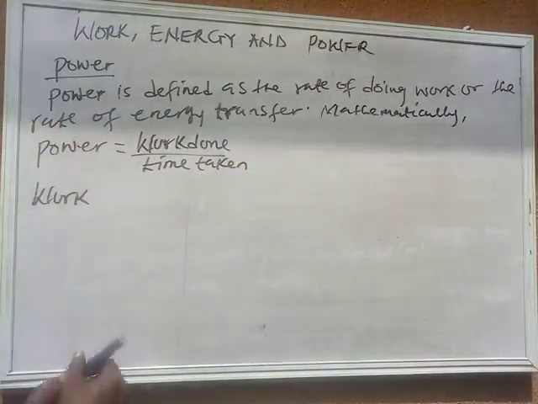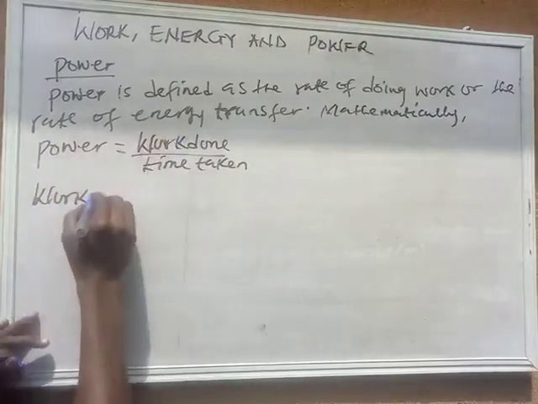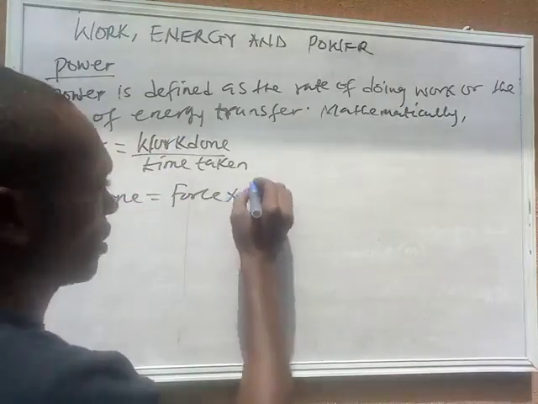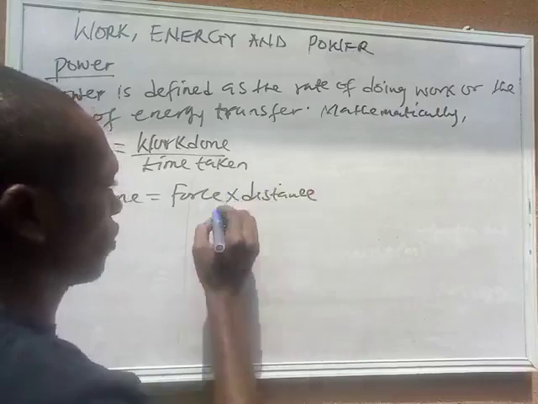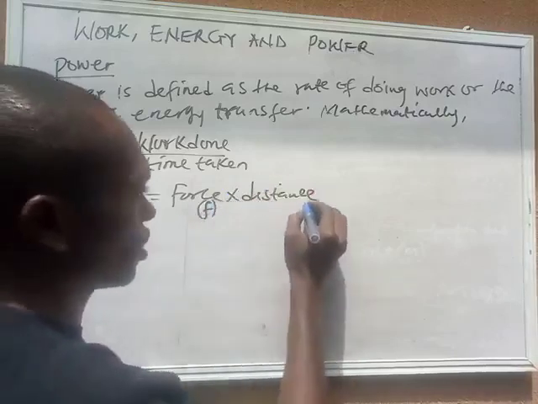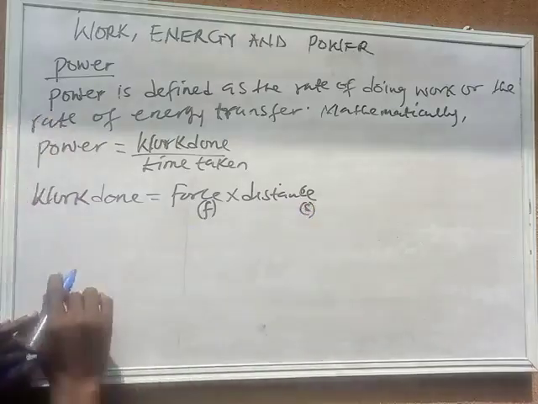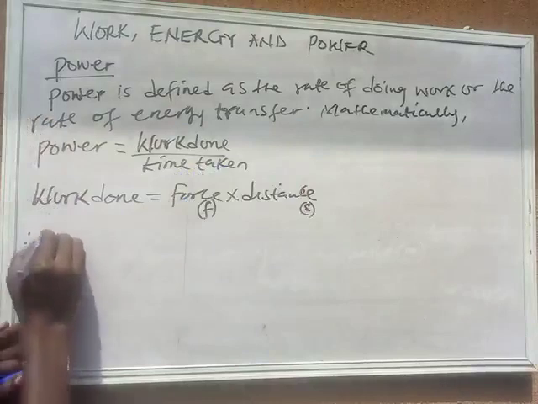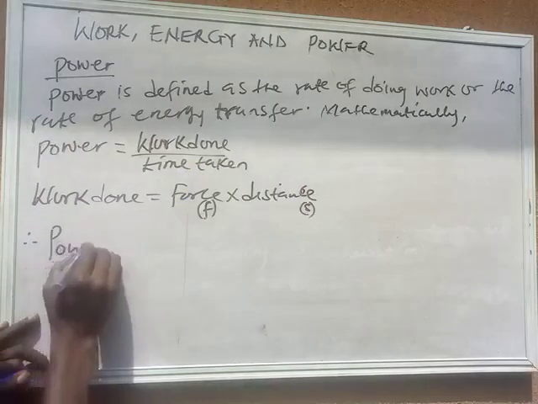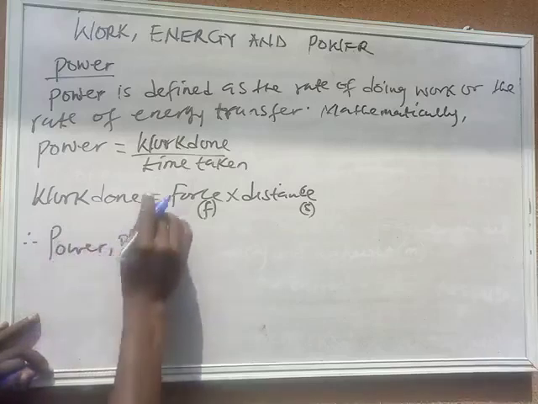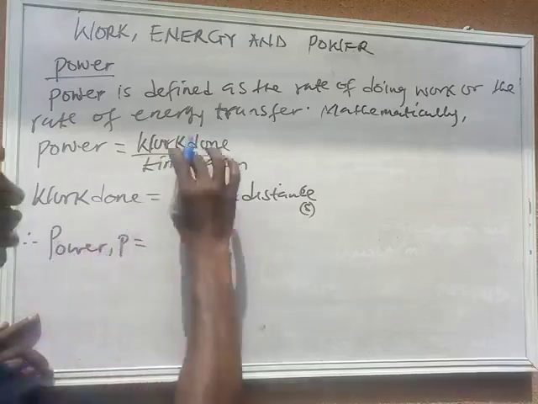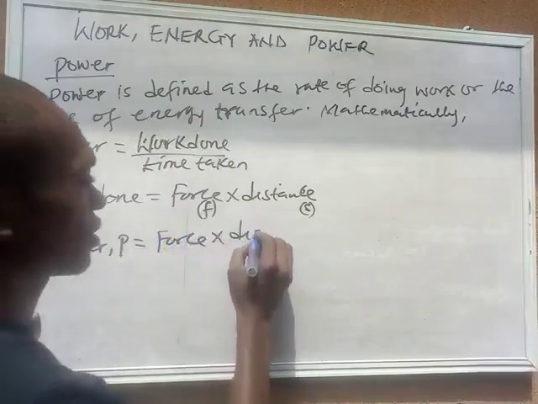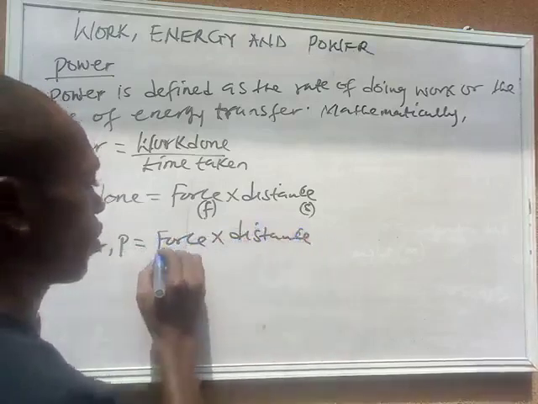You know that work done, or work, is the same thing as force times distance. Don't forget, we use F to represent force, and we use S to represent distance. So therefore, let's use P for power. Power can also be the same thing as, instead of writing work done, force times distance over time.